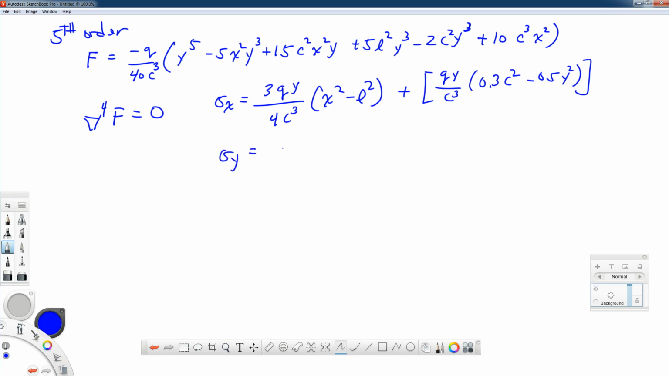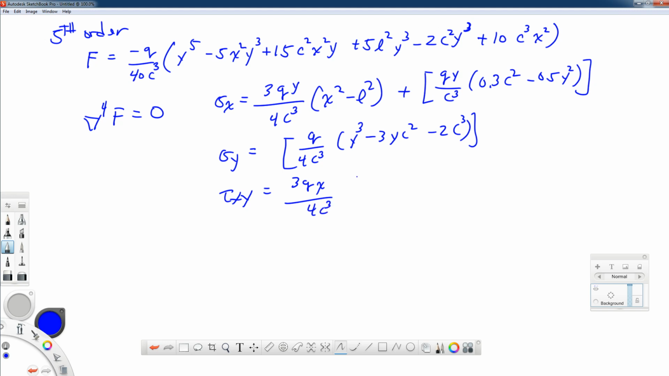Sigma y is going to look like q over 4c cubed, y cubed minus 3 y c squared minus 2c cubed, and tau xy will look like 3qx over 4c cubed, c squared minus y squared. Alright, well, what is that the solution to?